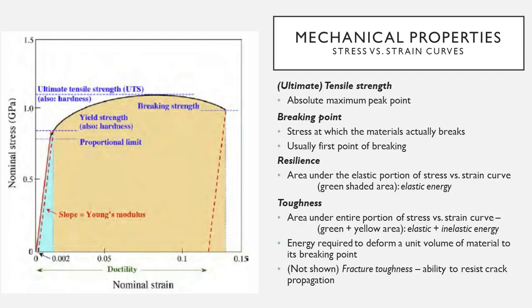Toughness is, again, a very layman's description of toughness is being able to withstand any sort of pressure and not break. And I think that's very applicable to this graph as well. It's the area underneath the entire portion of a stress versus strain curve. So in this case, green plus yellow. So it's the elastic plus inelastic energy.